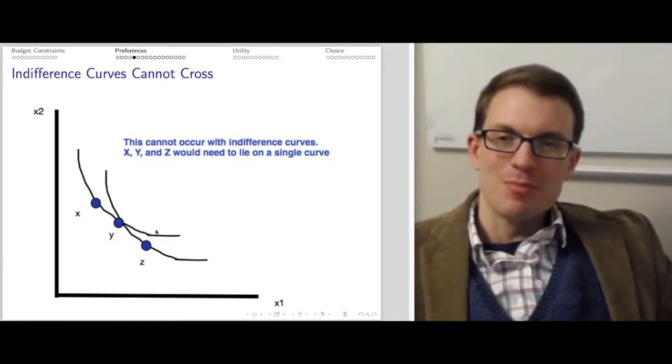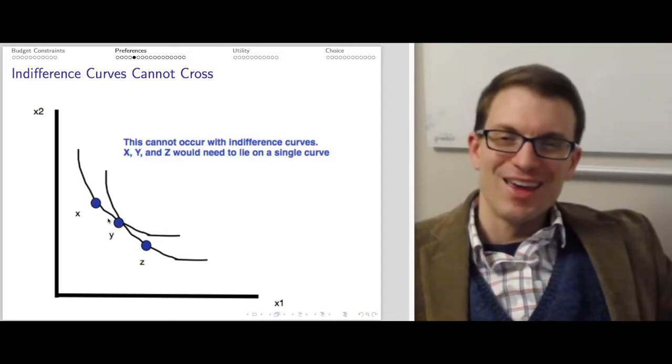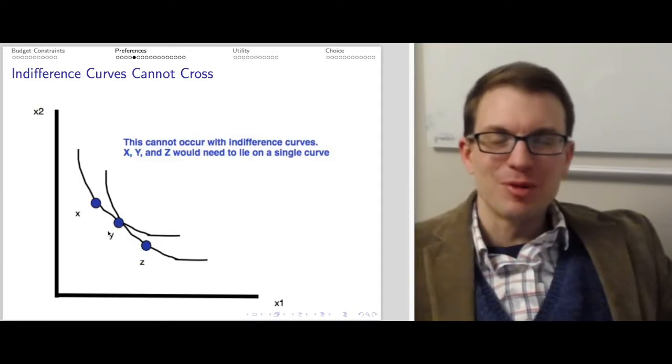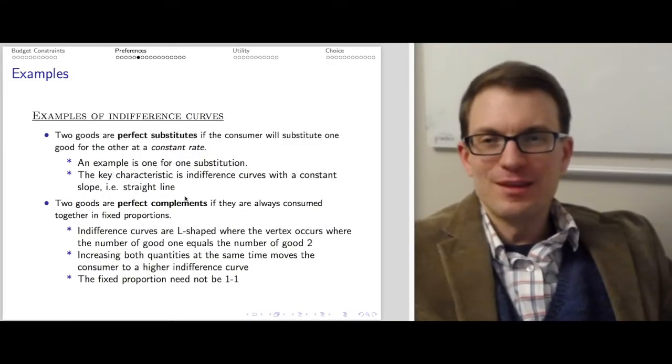But that can't happen because this is lying to the northeast of Z, which tells me I have to like these better than Z. But if Z is as good as Y and that's as good as X, then we have a big problem. So, all right, we need indifference curves never to cross.